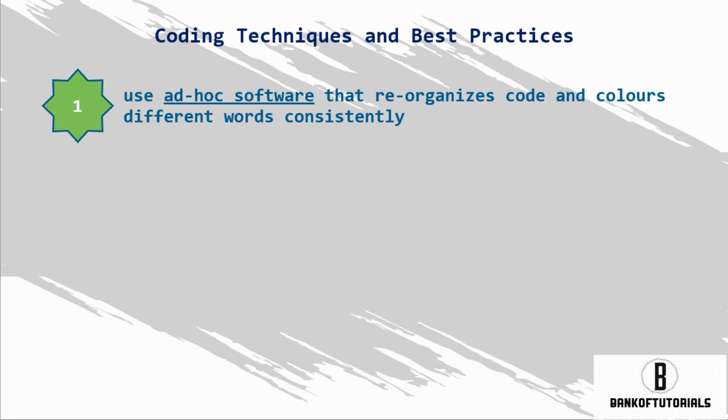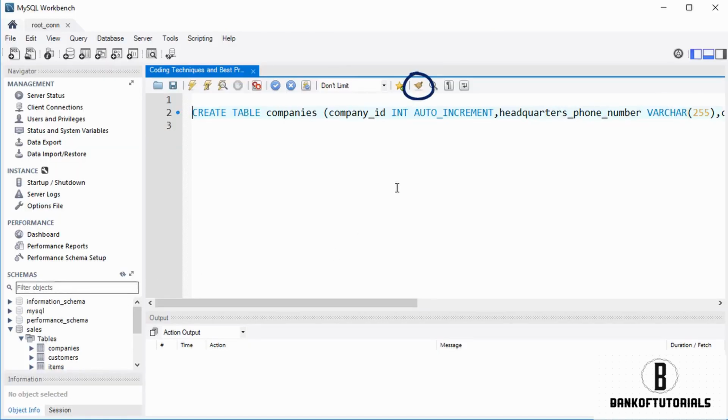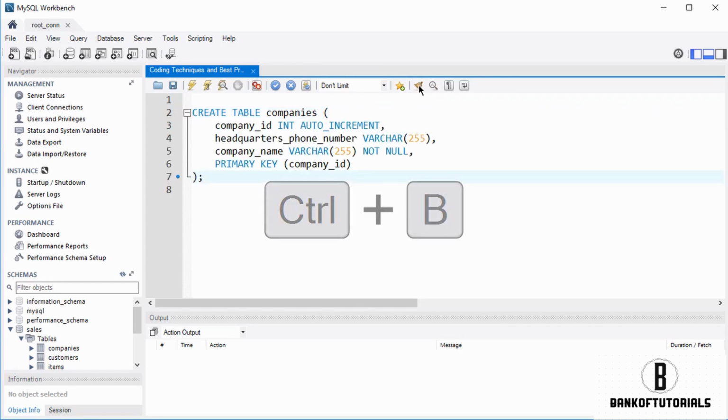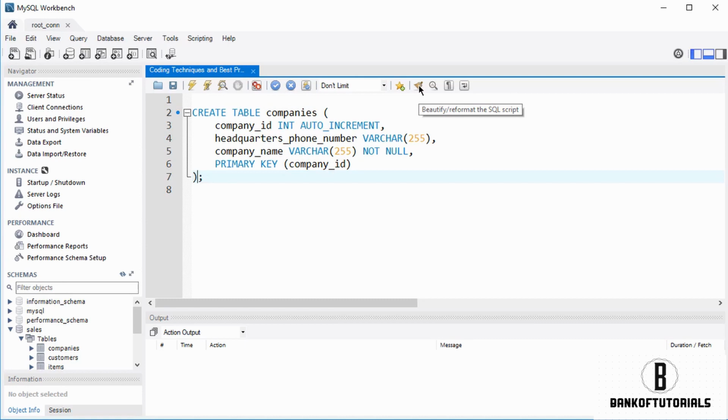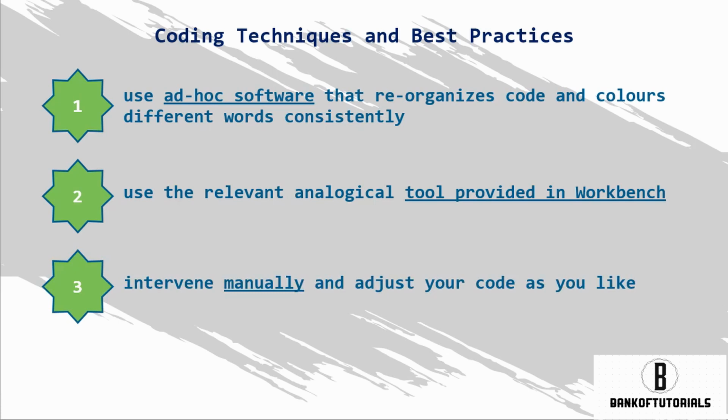Number 2. Use the relevant analogical tool provided in Workbench. This little brush beautifies your code. The shortcut key combination to apply this function to the query where your cursor is located is Ctrl and B. You see? Awesome! Number 3. If you'd prefer to clean your code differently, you should intervene manually and adjust it as you like.